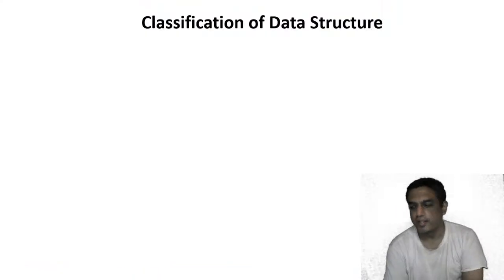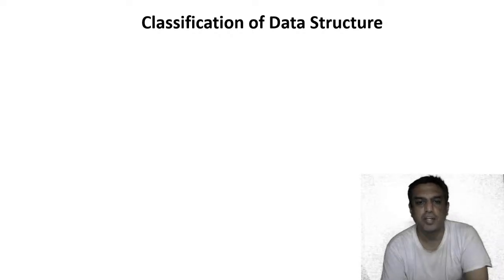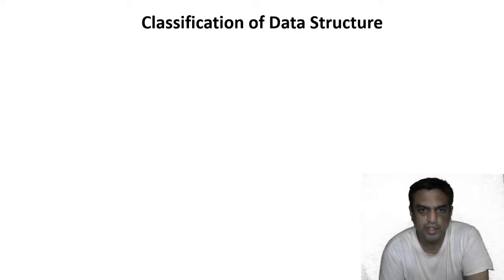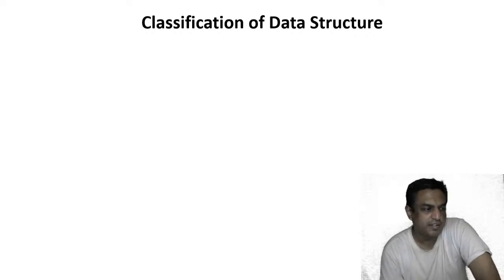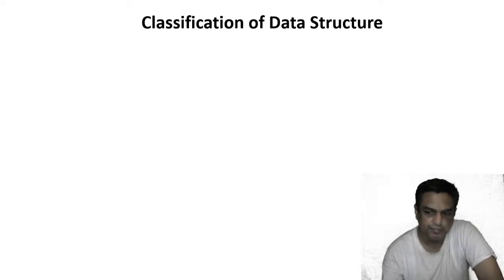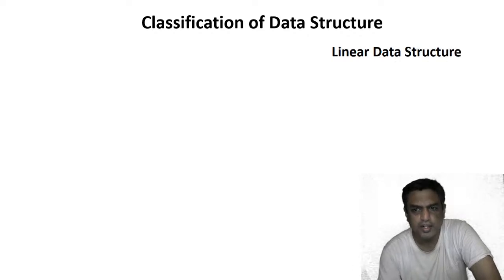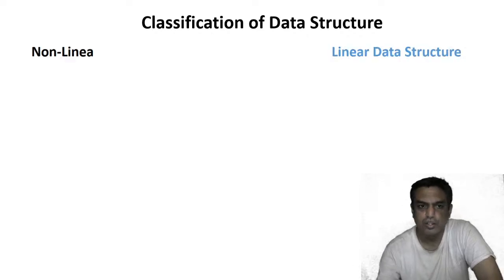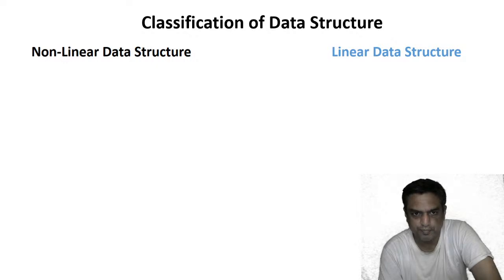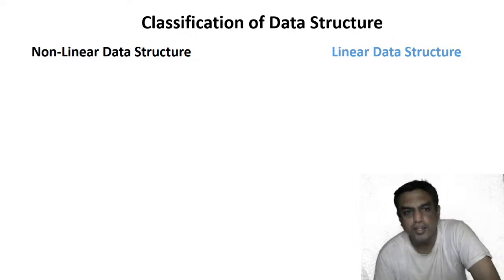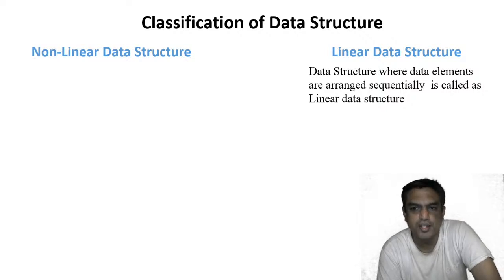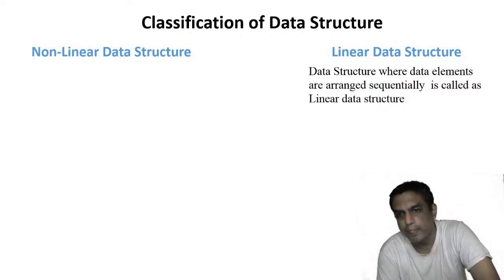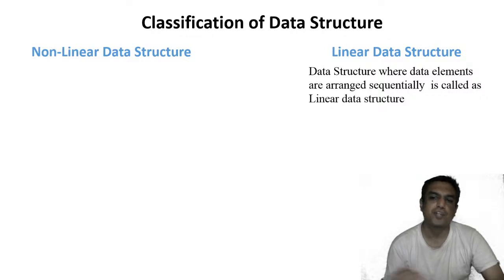So let us see what are classifications of data structure. Second point is classification of data structure. Data structure is classified as linear data structure and non-linear data structure. What is linear data structure? Data structure where data elements are arranged sequentially. Sequentially means one after another.